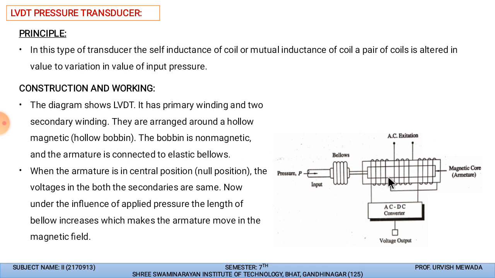And the bobbin is non-magnetic, and the armature is connected to an elastic bellow. So this bellow has a property that once we give the input pressure to it, it will expand, or due to its elasticity it will get stretched. And when the armature is at the central position, there is no output, because both windings on the secondary side produce the differential output. So once the core is at the center, both windings will produce the same EMF.